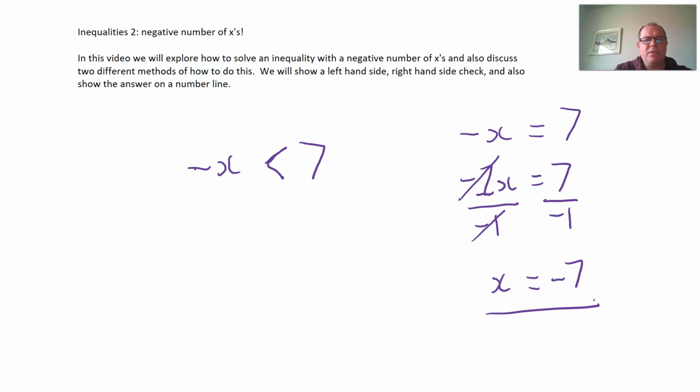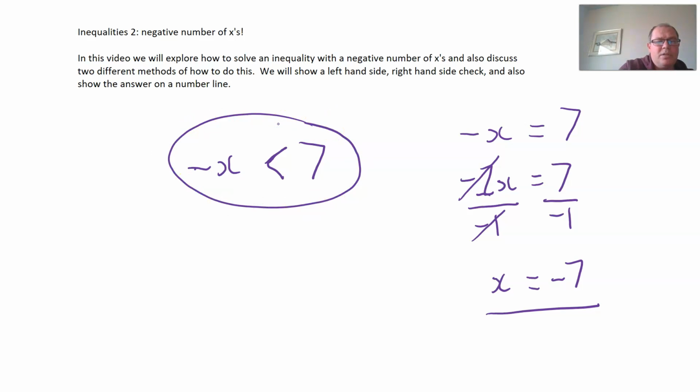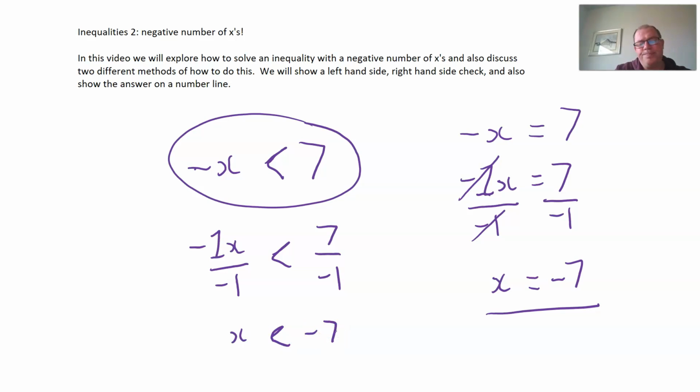Let's have a look at what happens when we do that idea with our inequality here. So I'm looking at minus x is smaller than 7. Let's say we divide both sides, that's a minus 1x, by minus 1. And I would get x is smaller than minus 7.